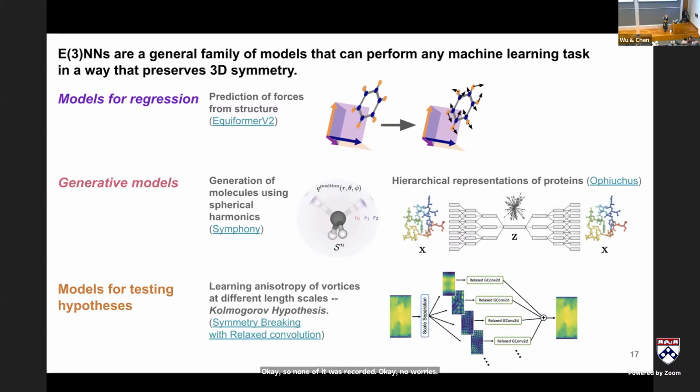So we will also have generative models. So being able to generate molecules, in this case, one atom at a time, using a model we call Symphony, where we're going to use spherical harmonics to articulate distributions of putting atoms around other atoms. We'll also talk about hierarchical representations of proteins. If we learn hierarchical representations using these types of networks, what are some of the patterns that we see in the representations it learns in the middle of the layers? And then last but not least, I want to give an example for extracting or detecting anisotropy in little eddies in fluid dynamics, basically confirming what's called the Kolmogorov hypothesis. So those are the applications that we'll come back to.